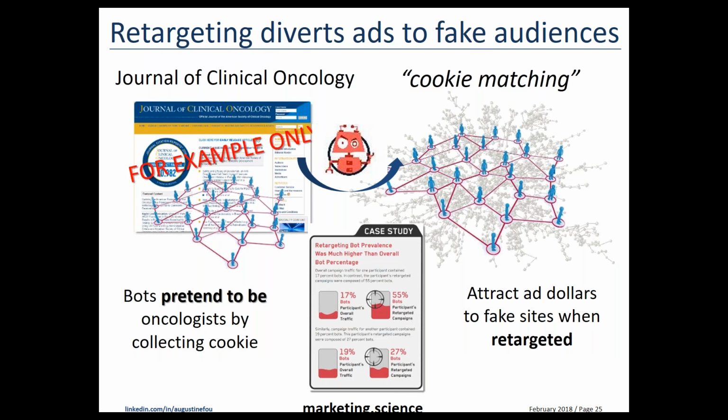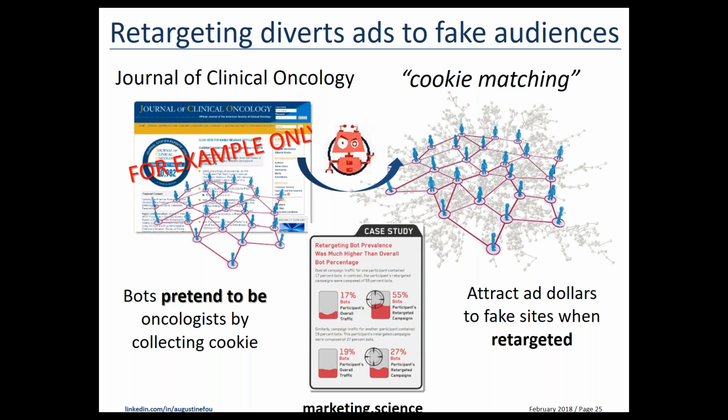Now, let me give you a very specific example here where a publisher like Journal of Clinical Oncology will have a very highly specialized audience, the oncologists that go to the site on a regular basis, right? So they have a highly specialized, dedicated audience of oncologists that go to the site. But the way the fraudsters are taking advantage of this is through the concept of retargeting.